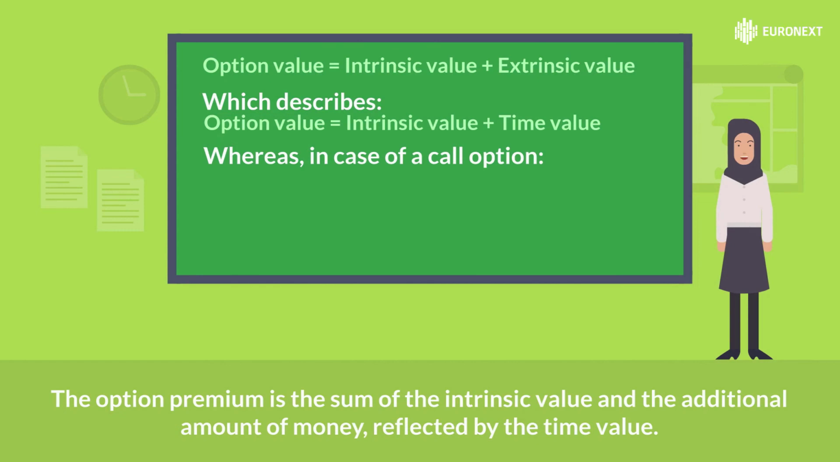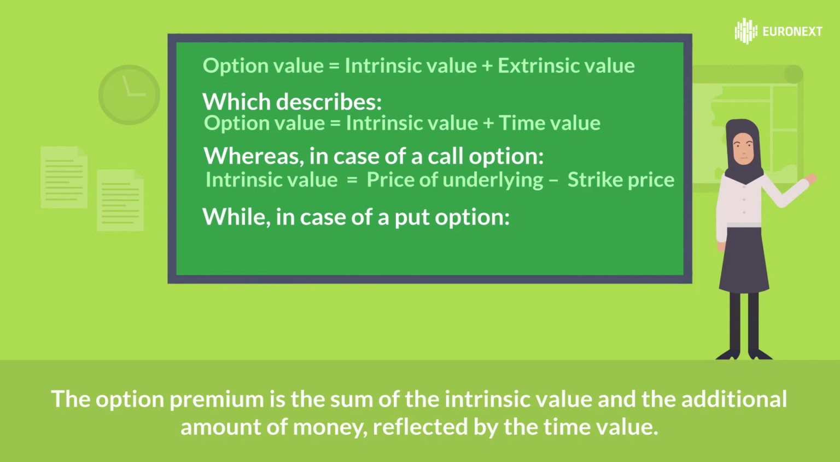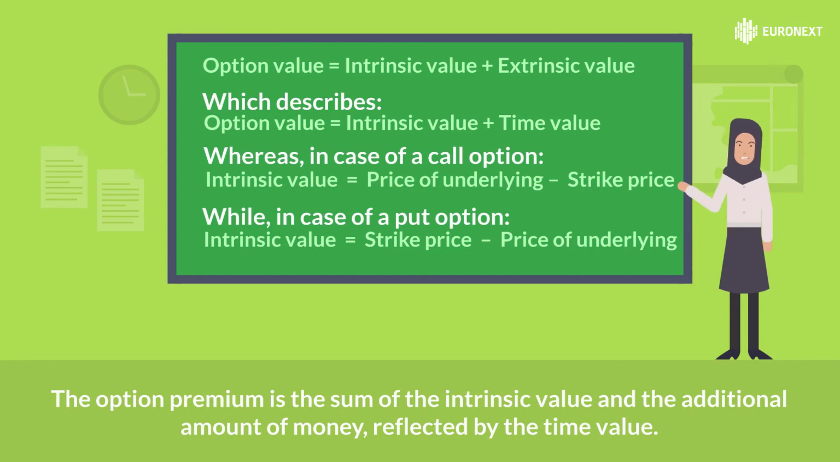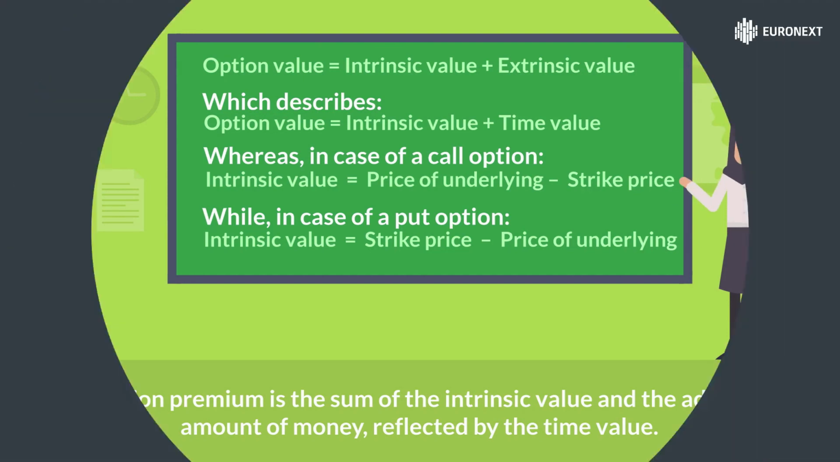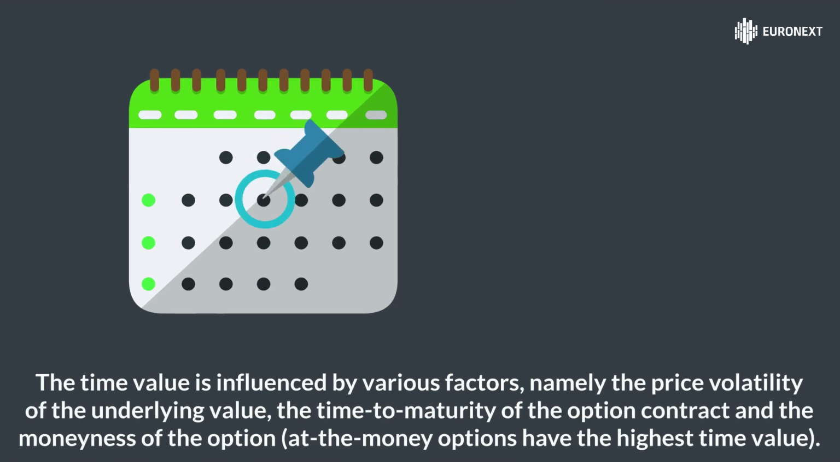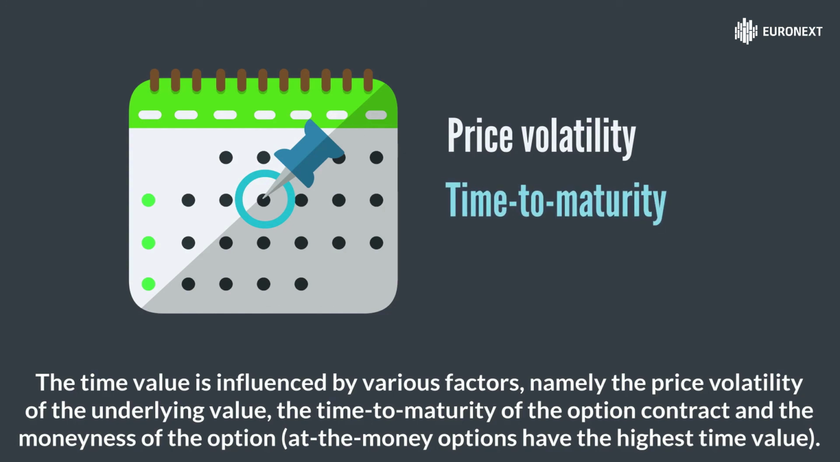Whereas in case of a call option, intrinsic value equals price of underlying value minus strike price, if positive. While in case of a put option, intrinsic value equals strike price minus price of underlying value, if positive. The time value is influenced by various factors, namely the price volatility of the underlying value, the time to maturity of the option contract, and the moneyness of the option. At the money options have the highest time value.